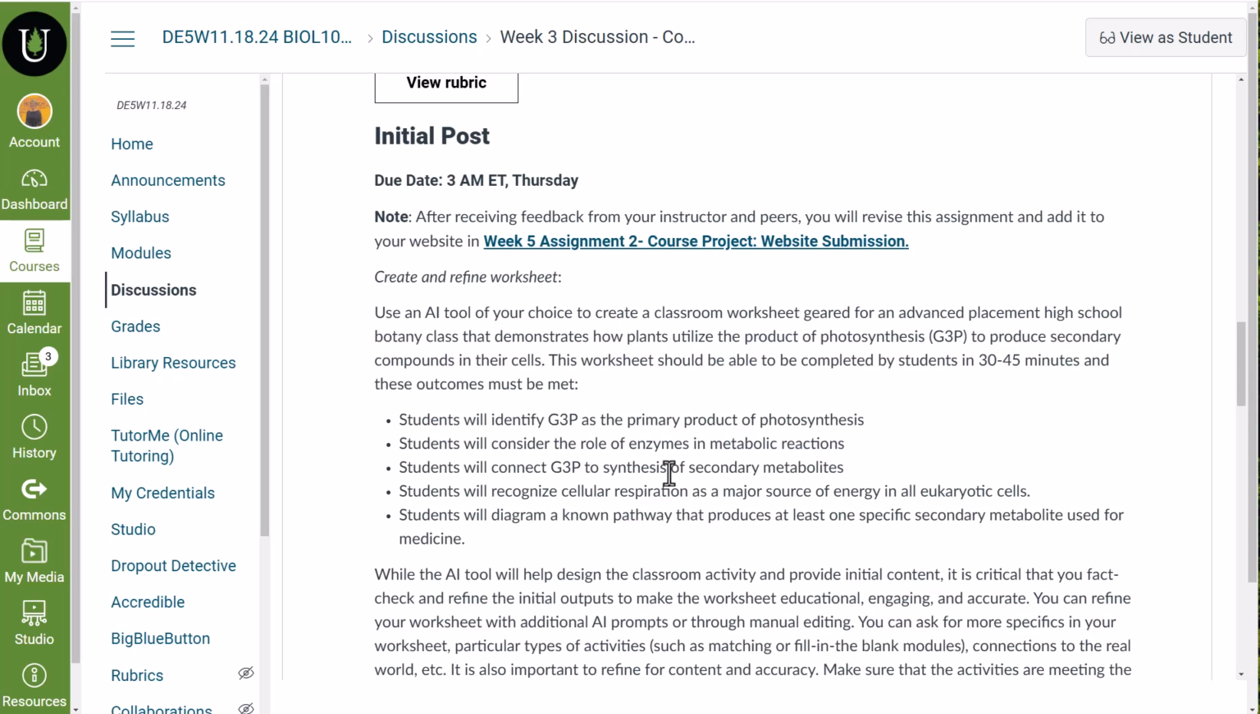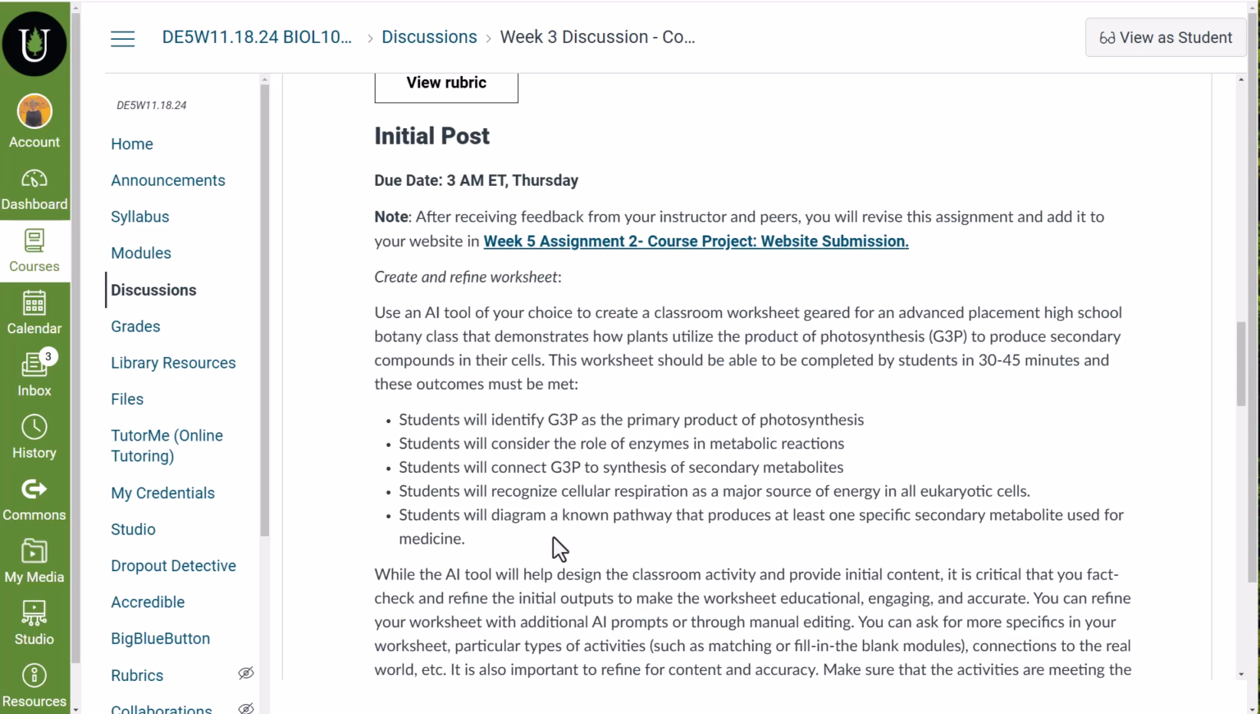What is G3P? Where does it come from in the process of photosynthesis? What is the role of enzymes in these metabolic reactions? How does G3P get used to make other metabolites? If I take G3P and I modify it, I can make a secondary metabolic compound, and that's what they're looking at there. We want to look at cellular respiration and how eukaryotic cells use cellular respiration to release energy that is stored in chemical compounds.